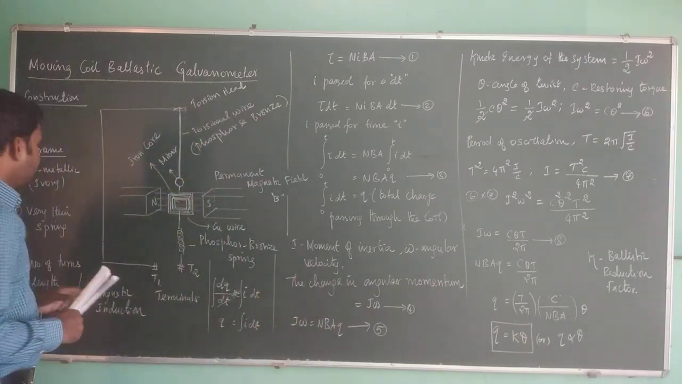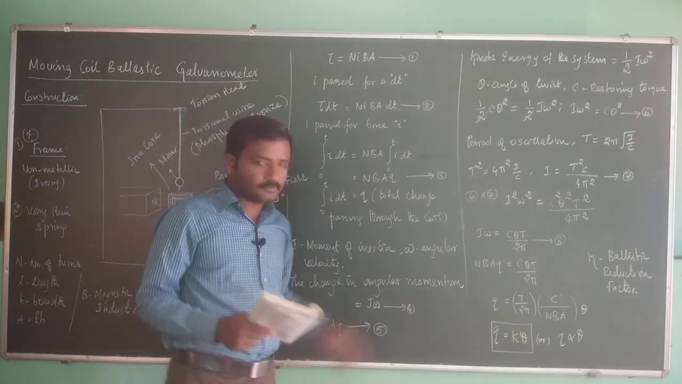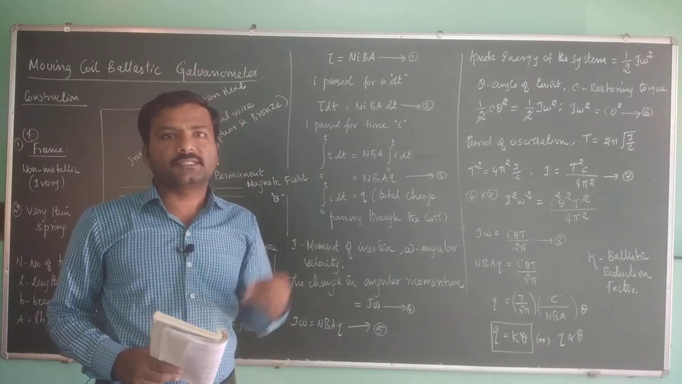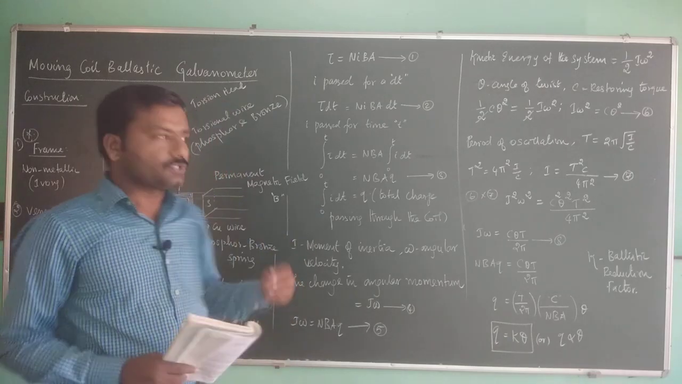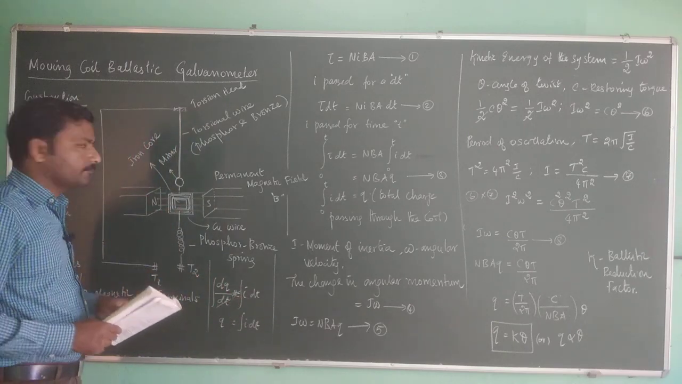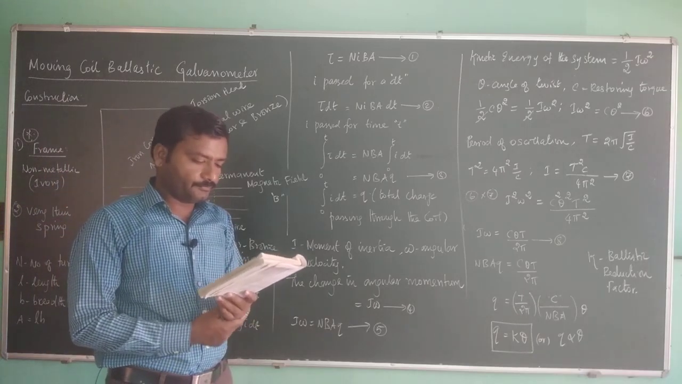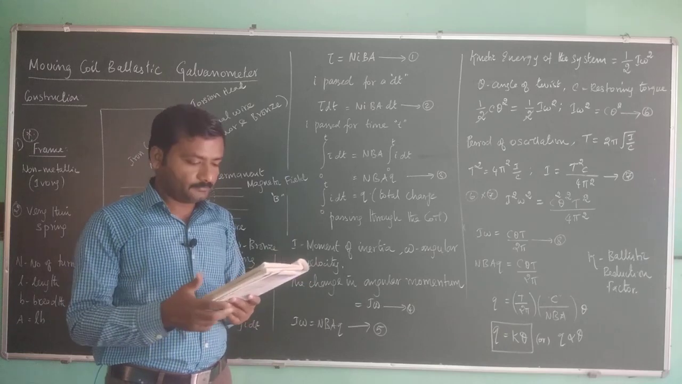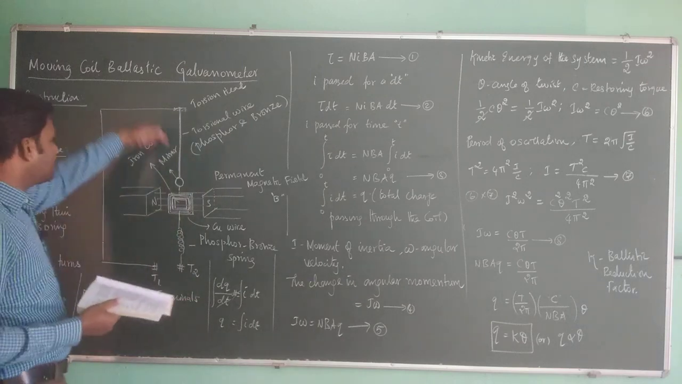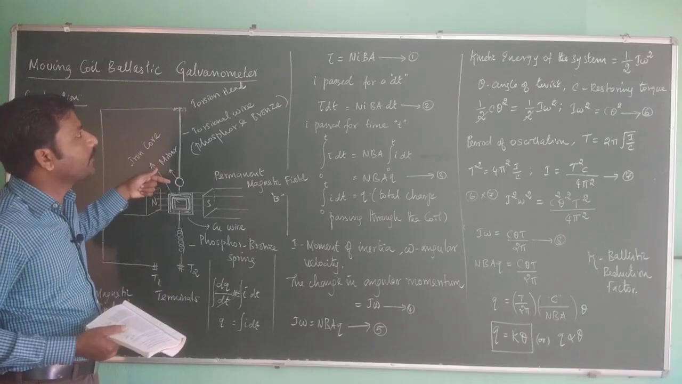In this setup, the moment of inertia of the system is assumed to be very high, right? The moment of inertia of the ballistic galvanometer is assumed to be very high, so that this twist will be very quick, right? What happens? Actually, the charge is allowed to pass for a very small amount of time. That is also another point we have to consider.